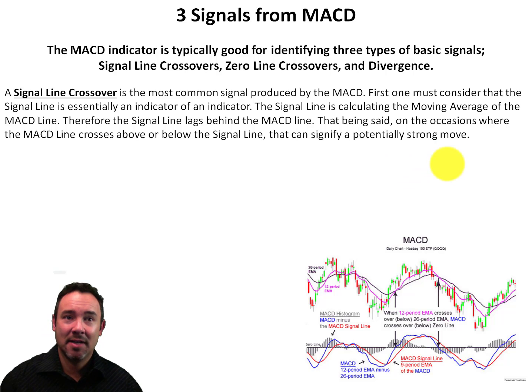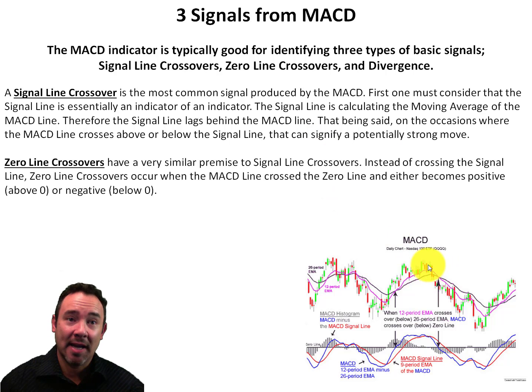That being said, on the occasion where the MACD line crosses above or below the signal line, that can signify a potentially strong move. So that is called a signal line crossover, and that can be an indicator to buy or sell a currency pair or a stock or a commodity, whatever you're trading.